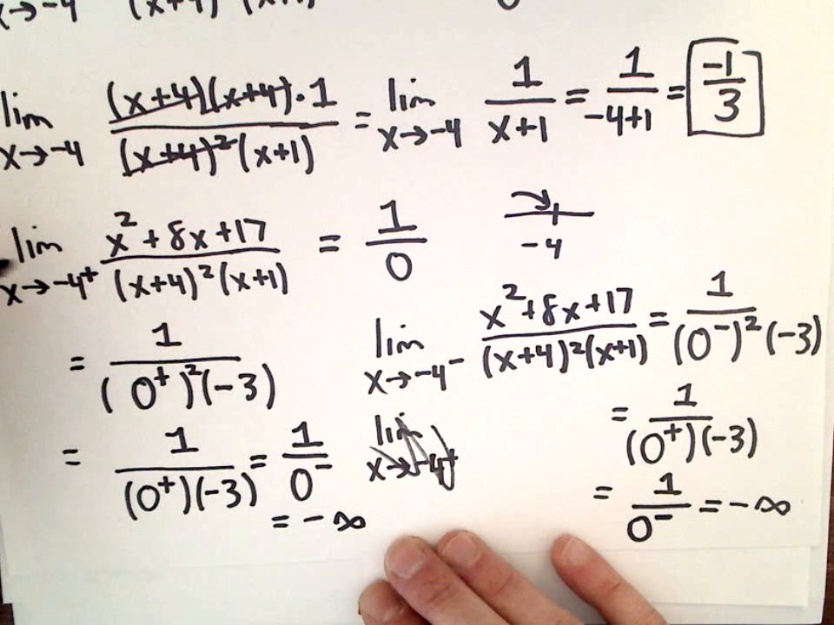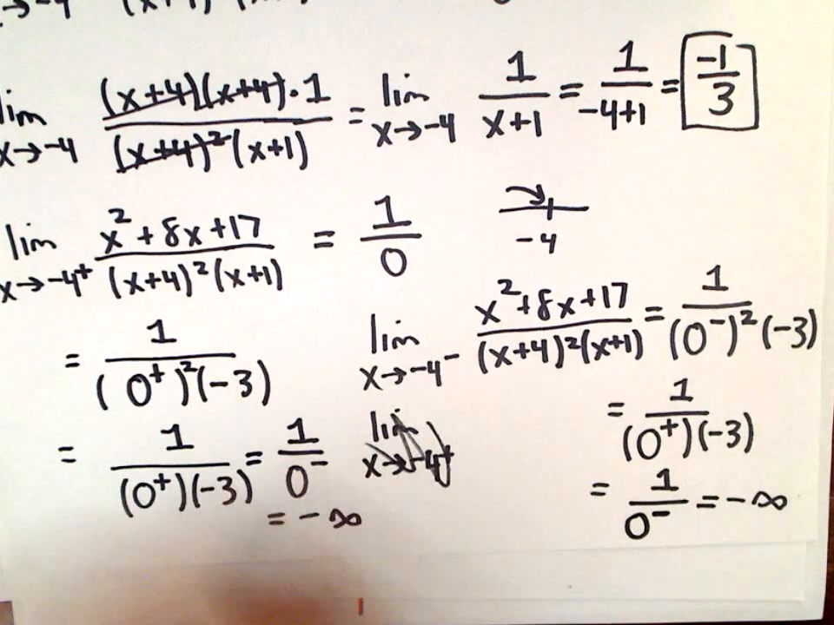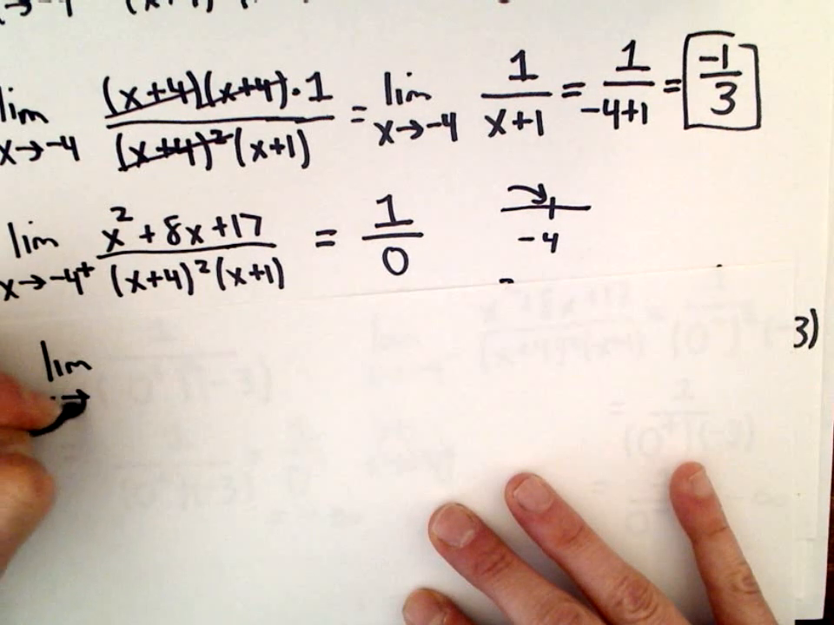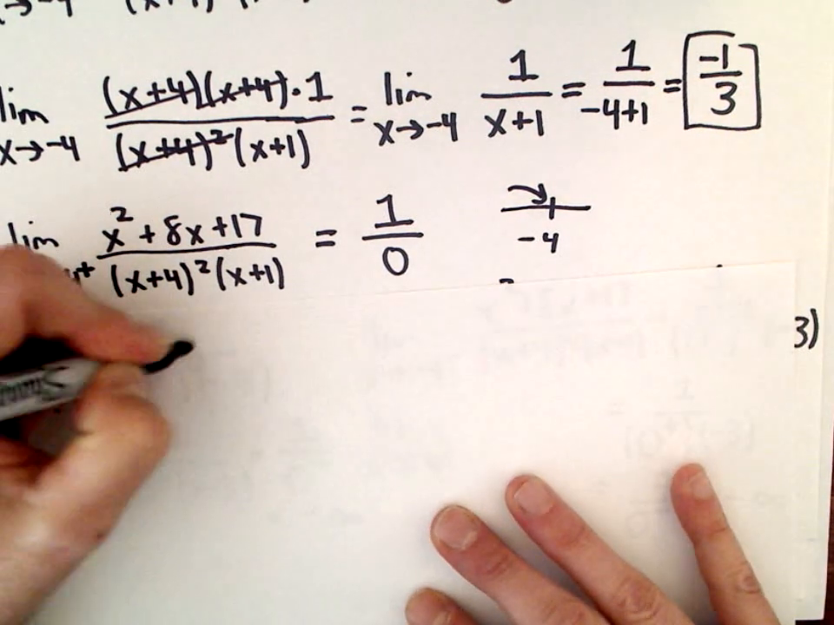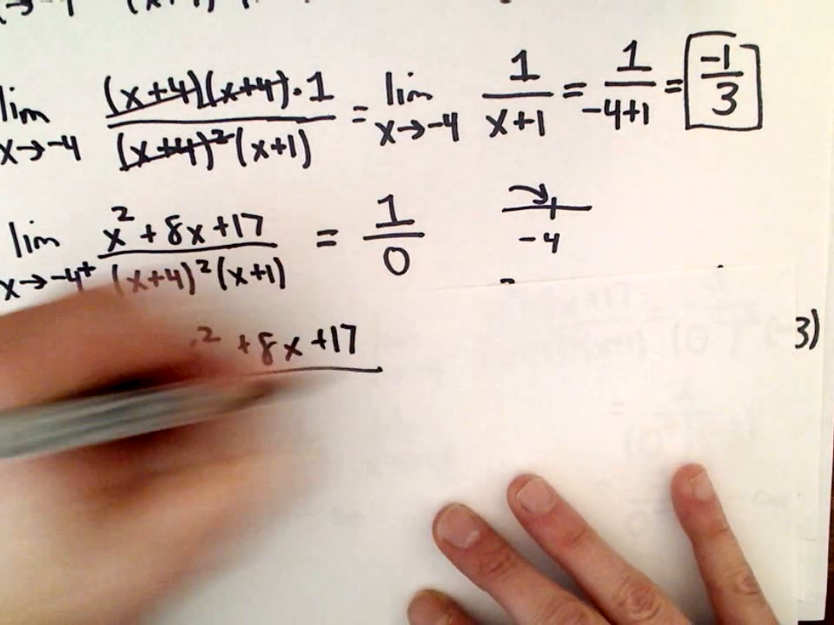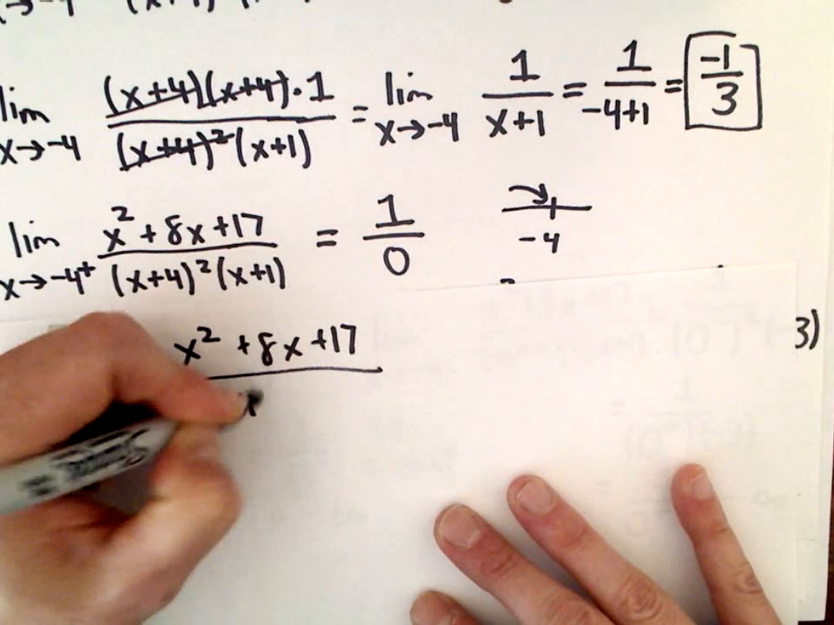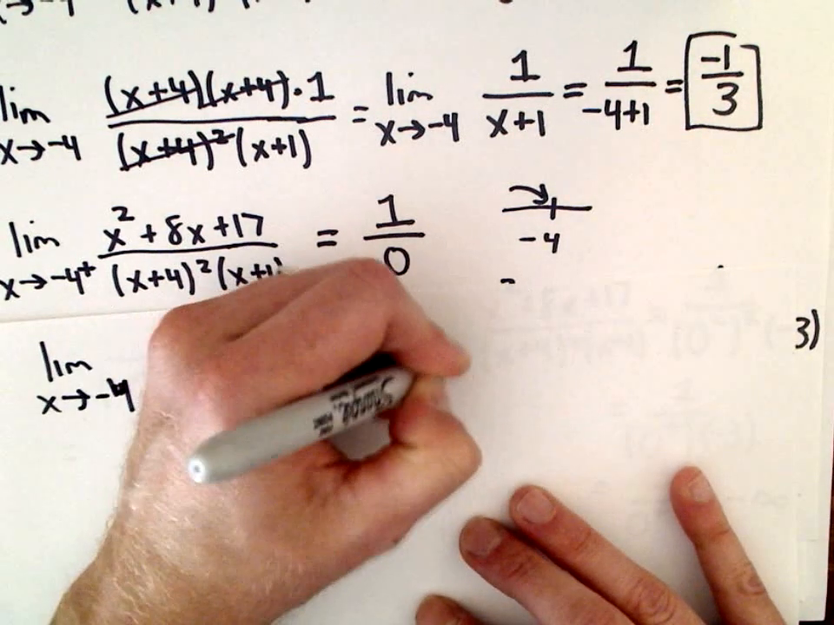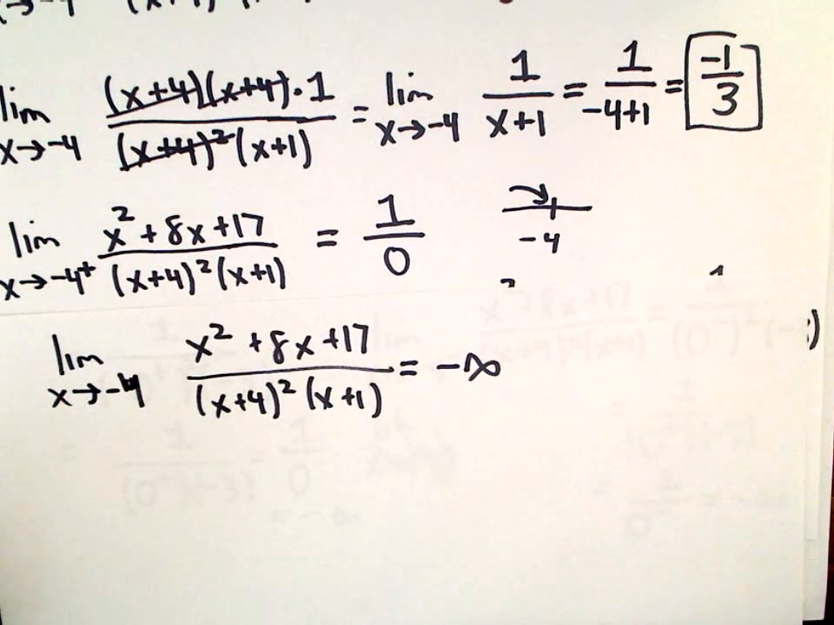So the solution in this case, the limit as x approaches negative 4 of x squared plus 8x plus 17. So definitely the limit does not exist as a finite number. But you could say that it equals negative infinity, since the left-hand limit and the right-hand limit are the same thing.